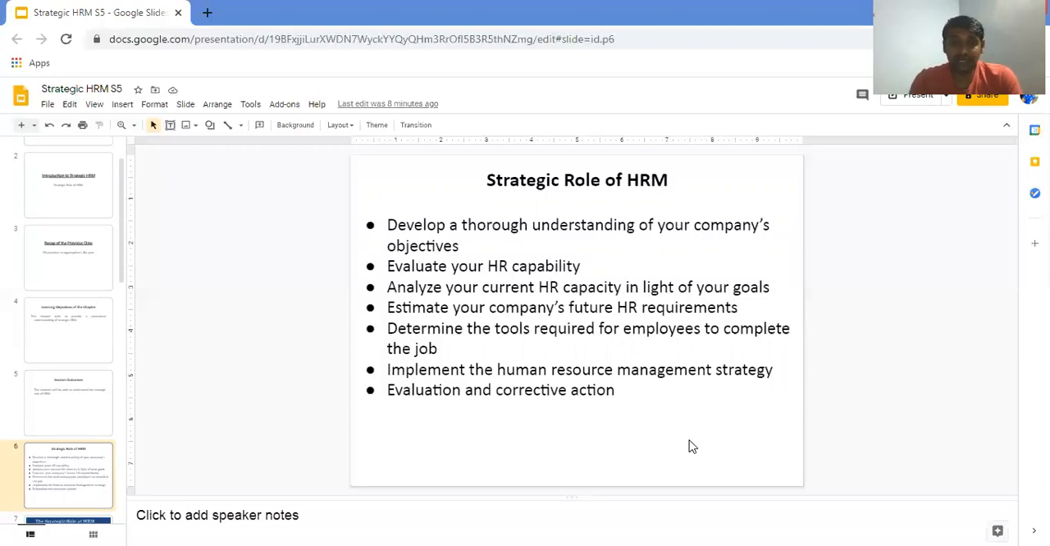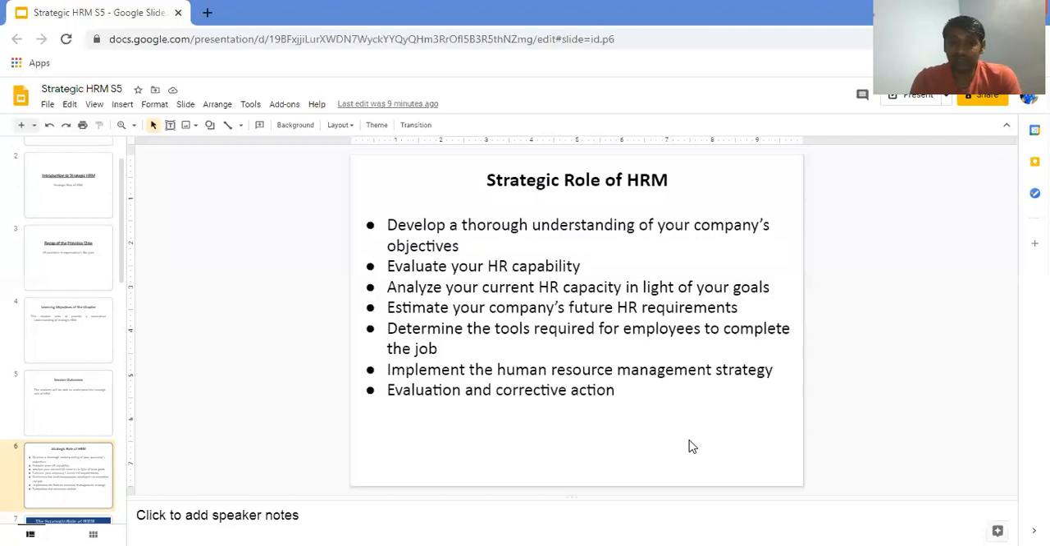The next comes determine the tools required for employees to complete the job. No doubt, a human resource manager plays a vital role from the whole organization's perspective, starting from recruitment till compensation, like recruitment, selection, training, all those things. So it is a very important task of an HR manager to develop the workforce tools required for an employee to complete a task or job in an organization.